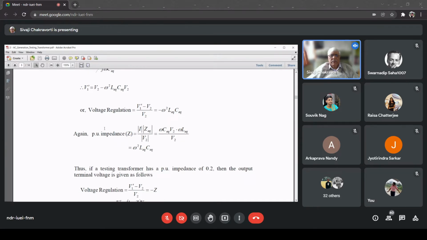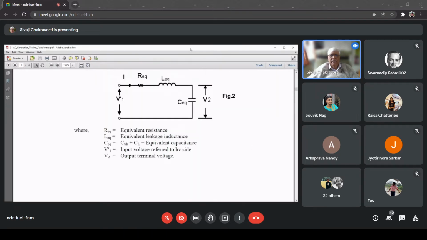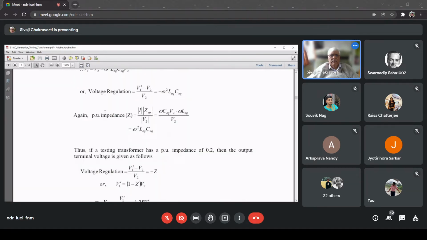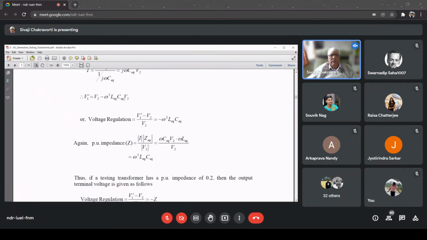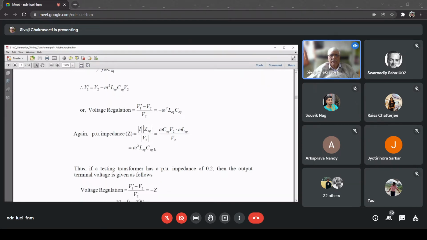Interestingly, if you compute the per unit impedance of this transformer, this becomes I into Z equivalent by V2. Again, we go back to this one here. The per unit impedance is the voltage drop across this at rated voltage divided by the rated voltage. So that's what is per unit impedance. And here if you put the value of I, what we have found here, at the top of the screen, then you will find that per unit impedance becomes this.